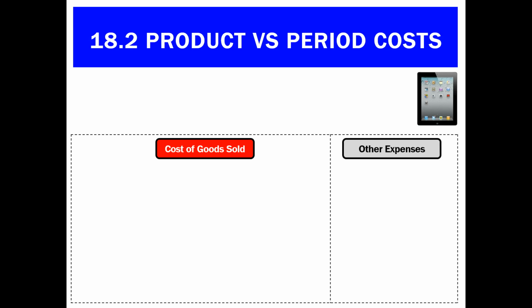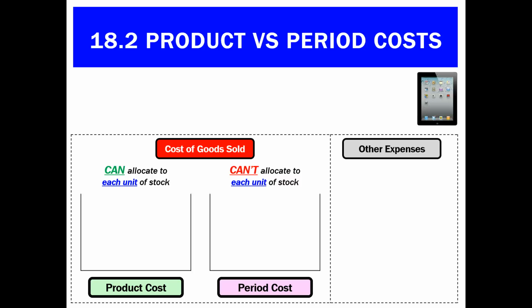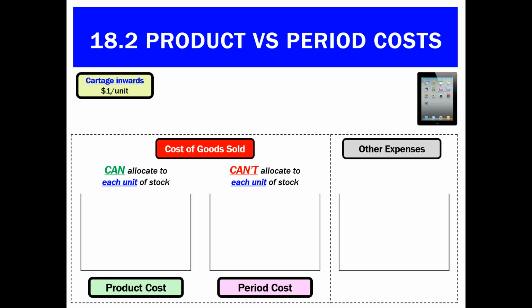So looking at our example for the iPad, what we had was sort of three categories of cost. Under cost of goods sold, we have product costs, costs required to get stock ready for sale, which we can allocate to each unit. We've got period costs, the ones that are required to get it ready for sale, but we can't allocate to each unit. And then we've got the other expenses. So we had the cartage inwards, which is $1 per unit. That was required to get stock ready for sale, and we could allocate it.